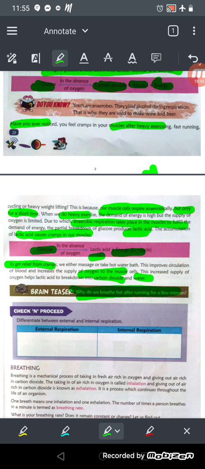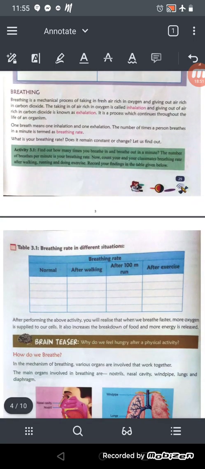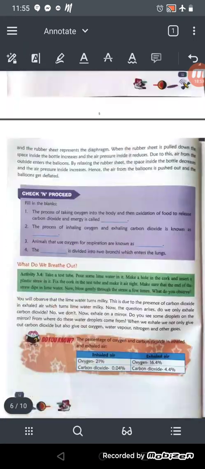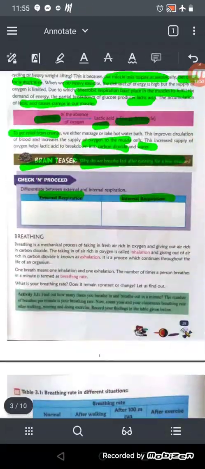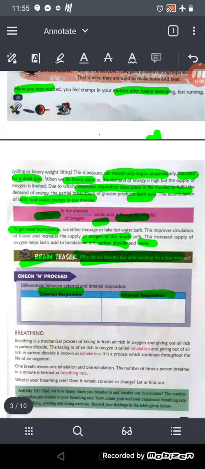Okay class, so here is your homework. You need to write about the difference between external and internal respiration. It is very easy, you can do it on your own. So this much for this part. In our next part we will learn about breathing, how we breathe and all. I hope you are clear with this part, and I will catch you in the next video.